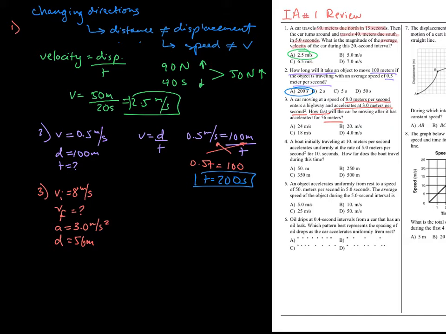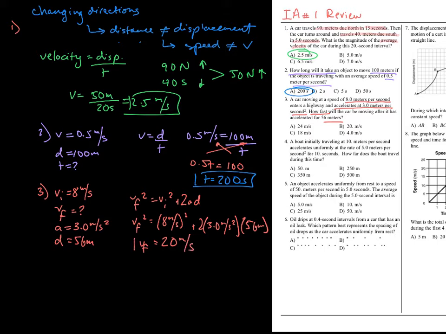Given these pieces of information, you need to use this kinematic equation. So vf squared equals 8 meters per second squared plus 2 times 3.0 meters per second squared times 56 meters. Plug and chug. Make sure you take the square root at the end, and you should get 20 meters per second. That's choice B.